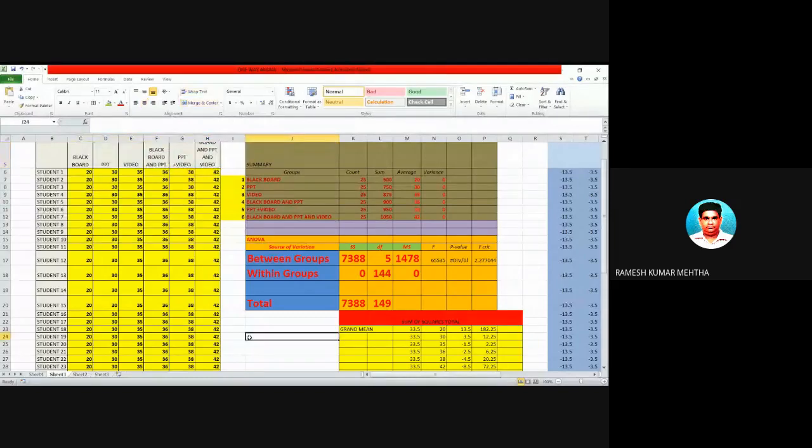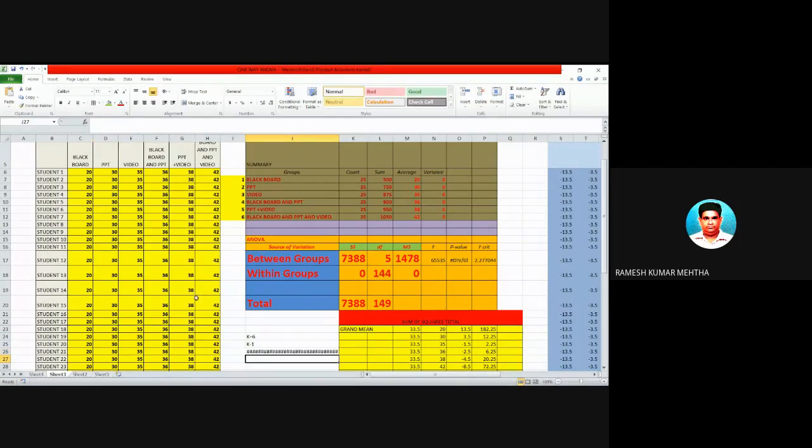So because the groups are 6, K is equal to 6. But when I am talking about between groups, the degree of freedom is given by the formula K minus 1. That is 6 minus 1, which is equal to 5. So you got this 5. Hope you have understood it.